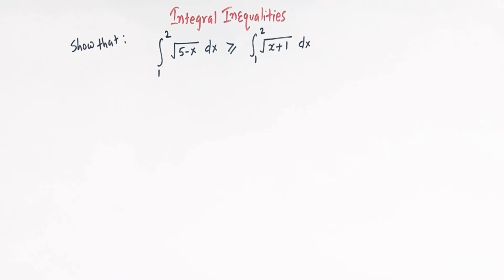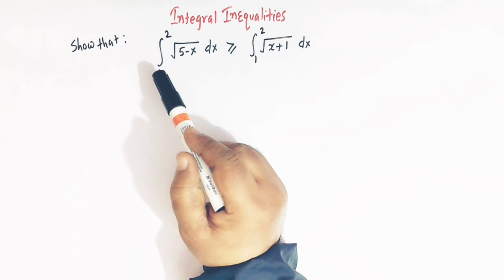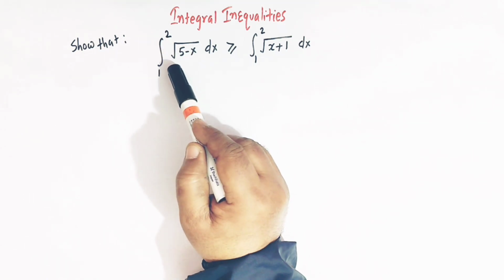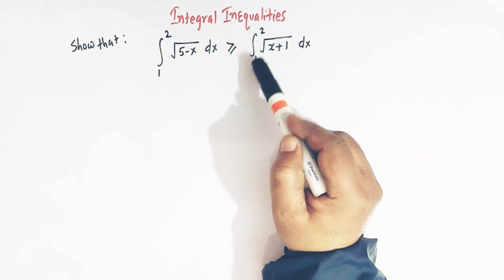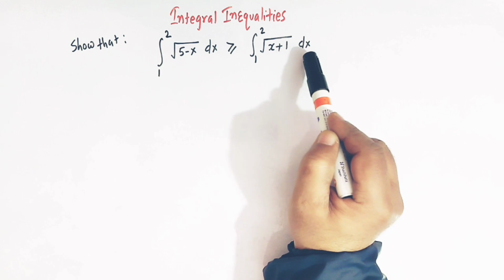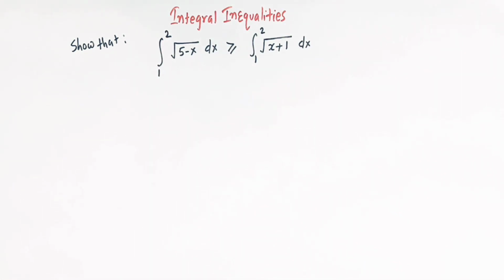Hello viewers, in today's class we are going to discuss one important problem from integral inequalities. In this session we'll see how to prove this inequality in which we have the integral from 1 to 2 of square root of 5 minus x dx is greater than or equal to the integral from 1 to 2 of square root of x plus 1 dx, right? We'll prove this inequality by the method of graphs.